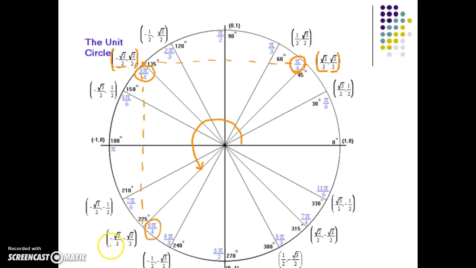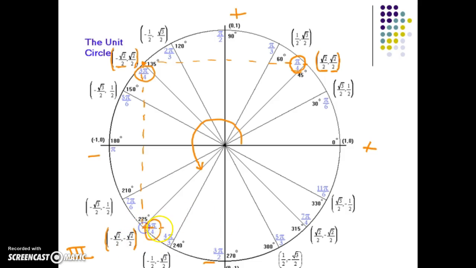So again, I know the coordinates. I'm in quadrant 3. I'm on the negative end of the x-axis. I'm on the negative end of the y-axis. Here's positive x, here's positive y. So I know that the cosine of 5 pi over 4 has to be negative root 2 over 2, and the sine of 5 pi over 4 also negative root 2 over 2.